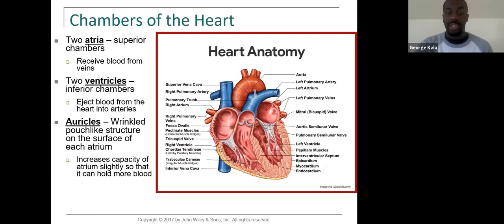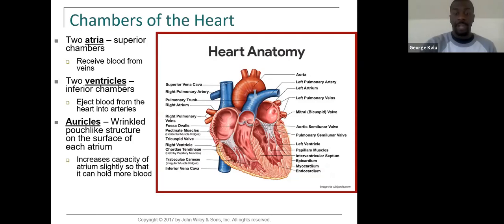The two inferior chambers are the ventricles. So we're going to have a left ventricle over here, and a right ventricle on this side. The roles of the ventricles are to push and eject blood out of the heart and into those major arteries, the pulmonary trunk and the aorta.